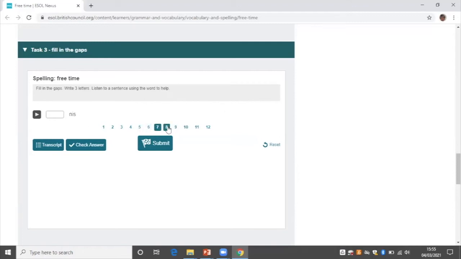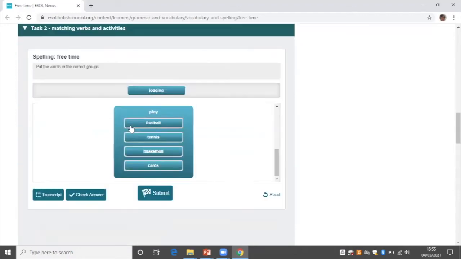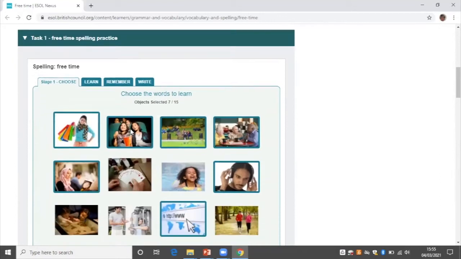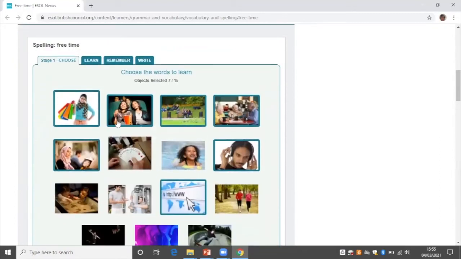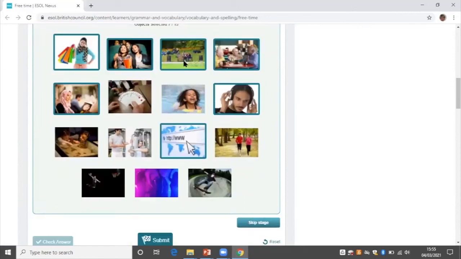So in your own time, you can go through and finish that off, okay? That's a really good way of helping you remember how to spell them, but also how to pronounce them. So as I said, you can go back and practice this as many times as you want on this website. You go on choose, learn, remember, and write, okay?